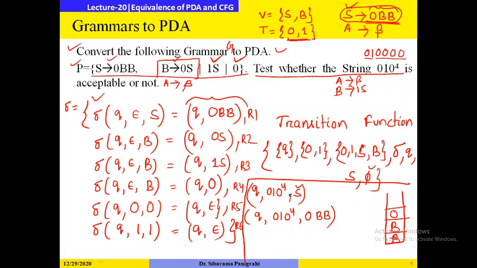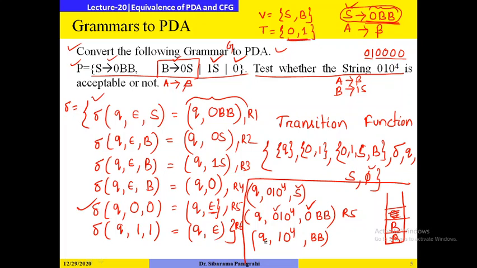Now you see here, in the input you have 0 and at the top of the stack you have 0. So what will you do? I will use rule number 5, Q, 0, 0, which means I will erase one symbol from the stack. So by rule 5, I erase the 0 from the stack. I have processed this 0 and popped this 0 from the stack. Now I have 1, 0 to the power 4, comma, stack.